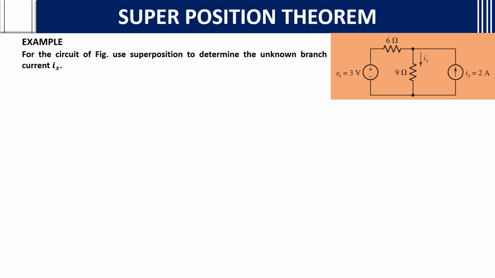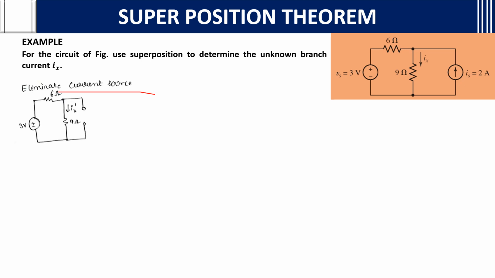For the circuit of the figure, use superposition to determine the unknown branch current Ix. We want the unknown branch current Ix. Here there is one voltage source and one current source. First we keep the voltage source active and make the current source open circuit, and later we keep the current source active and make the voltage source inactive. We will see how to do that using superposition.